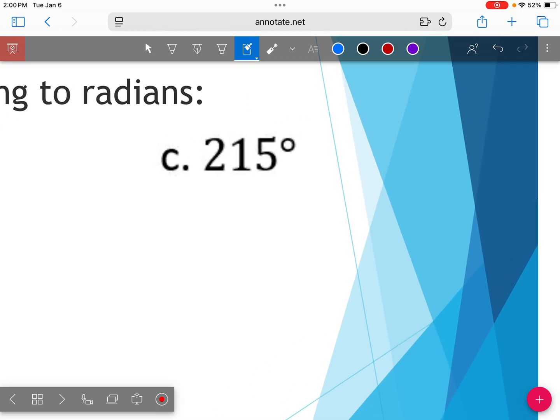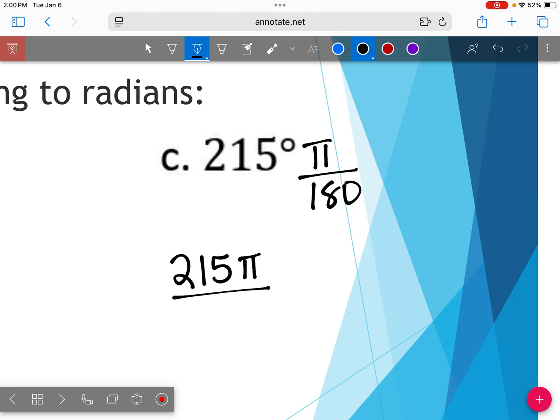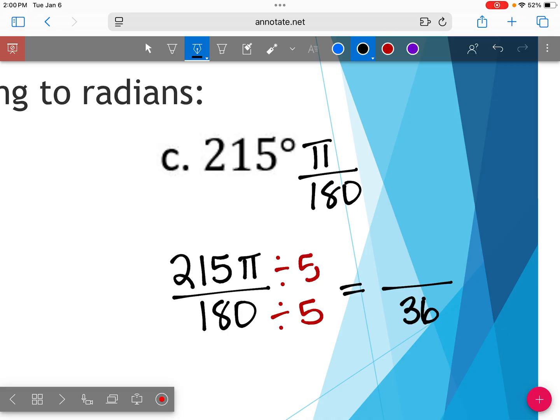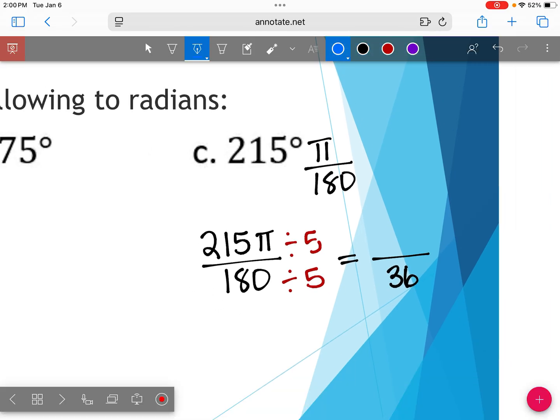All right, so again, we're going to multiply this by pi over 180. So we end up with 215 pi over 180. 215 and 180 can both be divided by 5. We already know that 180 divided by 5 is 36, so we don't have to do that again. We do need to take 5 into 215, so go ahead and do that off to the side.